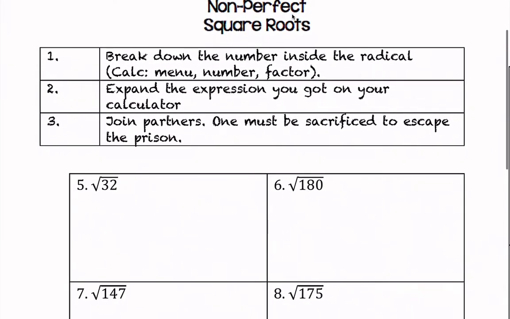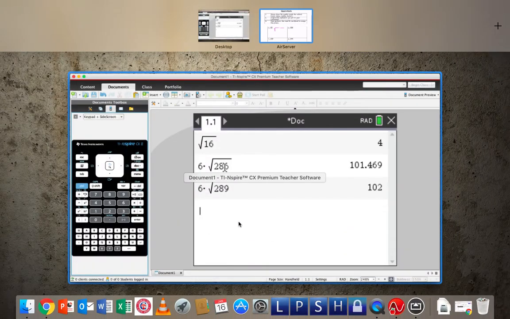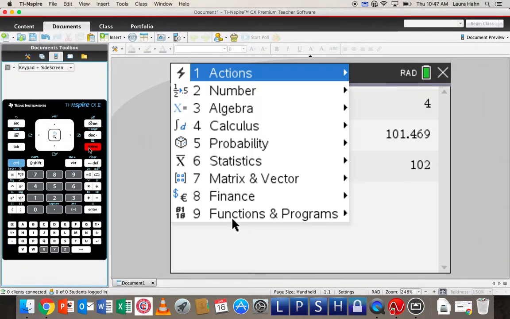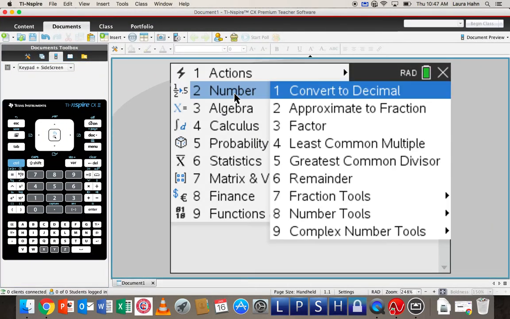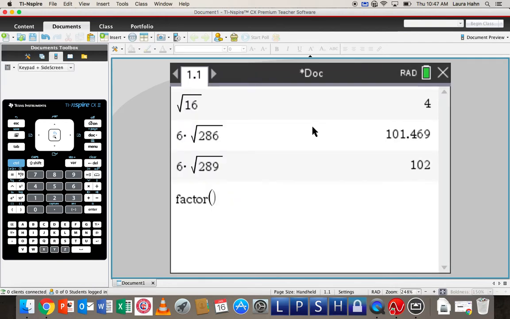Okay, so we're going to break down the number inside the radical. In this case, my number inside the radical is 32. I'm going to show you in just a second how to use the calculator to break it down. So I'm going to break down 32. I'm going to type in menu, number, factor, and that's in your notes in case you forget, and I'm going to type in 32.